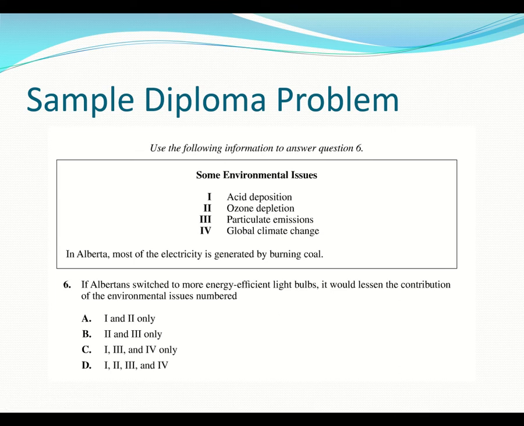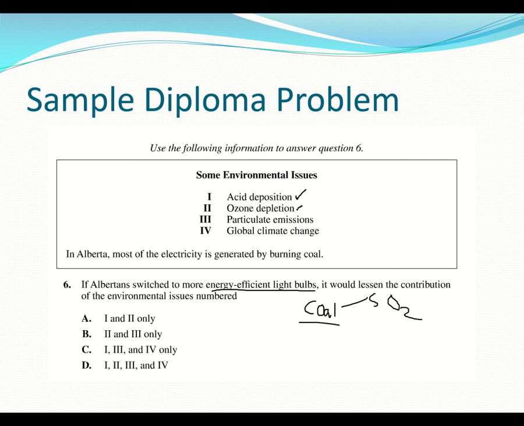So if Alberta switched to more energy efficient light bulbs, it would lessen the contribution of environmental issues. So energy efficient light bulbs. We get a lot of our energy in Alberta from burning coal, right? And coal causes SO2, which leads to acid deposition. So if we used energy efficient bulbs, we'd use less energy, we'd burn less coal. So it would help with acid deposition.